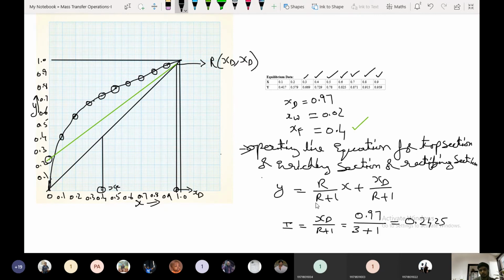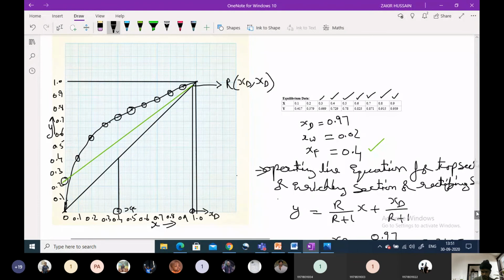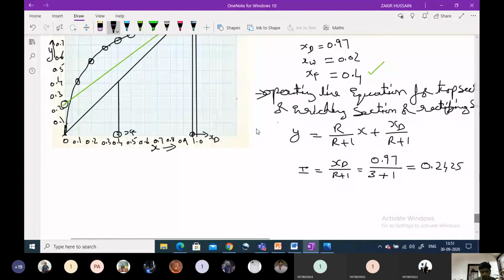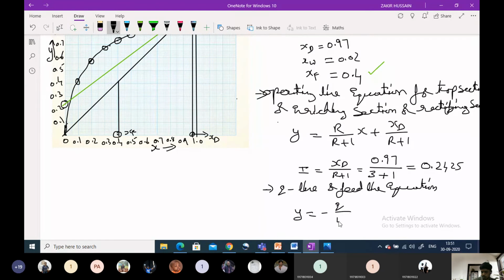Then after projecting, what do we have to do? We have to use the q line equation, or feed line equation. So the next step will be the q line equation. We already know that the equation is y is equal to minus q by 1 minus q into x plus xf divided by 1 minus q.